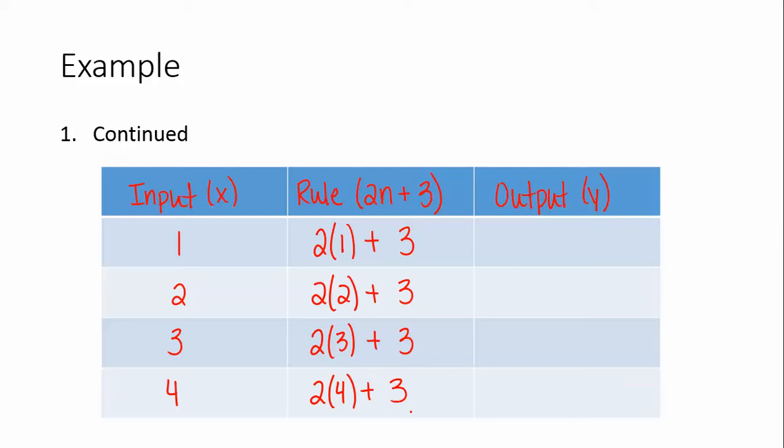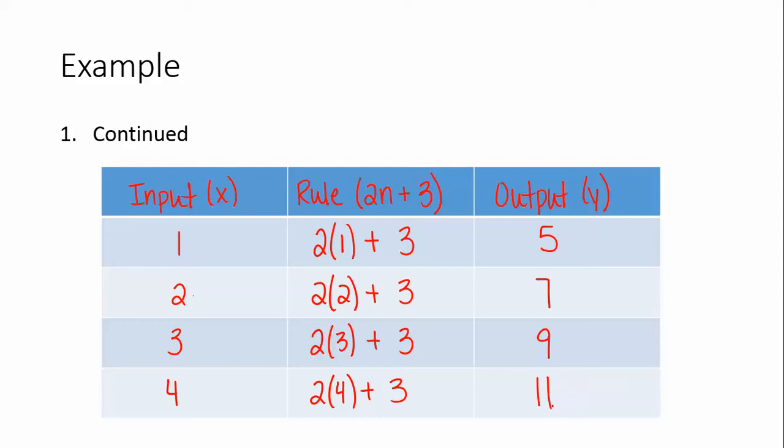If you'd like to pause the video here, see if you can come up with the correct outputs, and then check your work. Order of operations says we need to multiply first. 2 times 1 is 2, plus 3 is 5. 2 times 2 is 4, plus 3 is 7. 2 times 3 is 6, plus 3 is 9, and 2 times 4 is 8, plus 3 is 11.